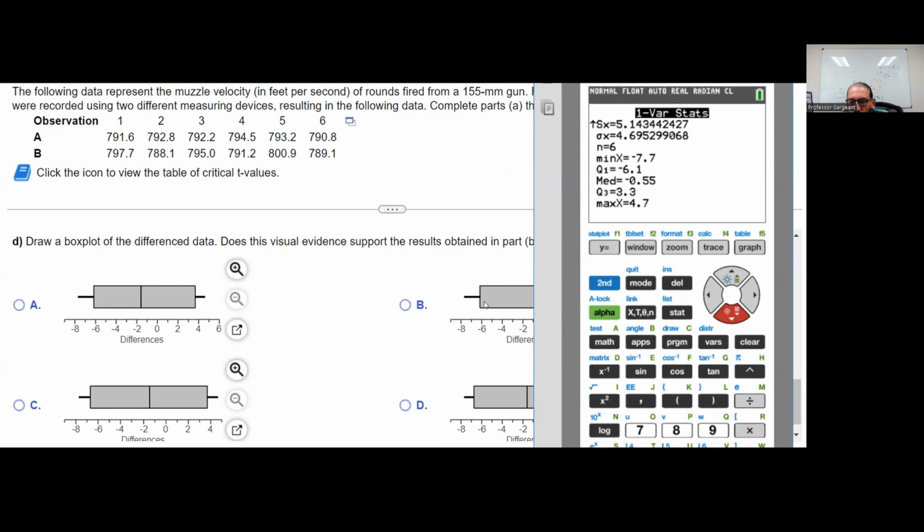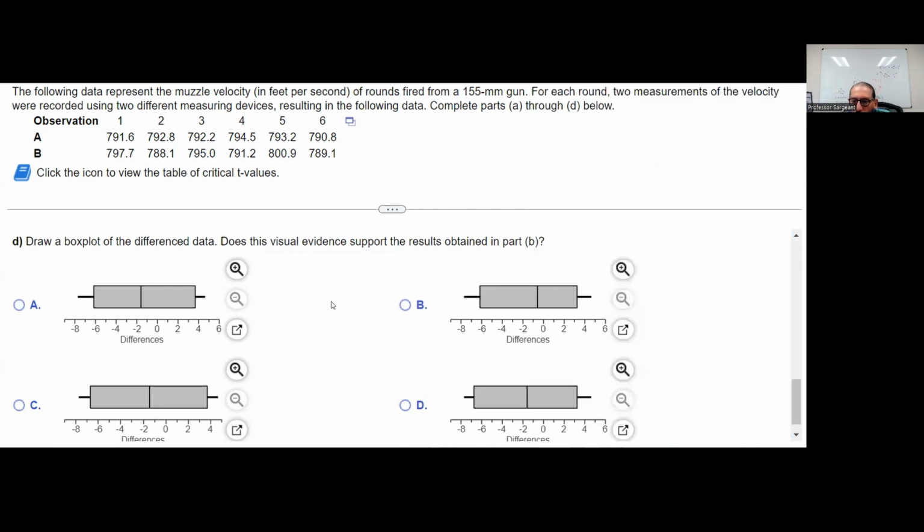That looks to be right at -6. Median of -0.55. That's going to be right about here. So this one's too far left. So was this one. That one's too far left, and this one looks like the only one.